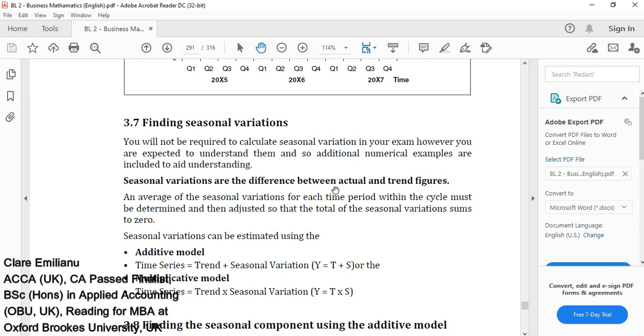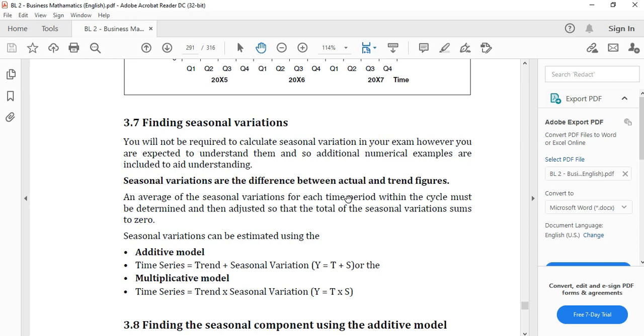Seasonal variations, they say, is the difference between the actual and trend figures. To calculate this, there are two models, additive and multiplicative. The additive model uses the formula: time series equals trend plus seasonal variation, whereas multiplicative: time series equals trend multiplied by seasonal variation. So these two must be memorized by you all.